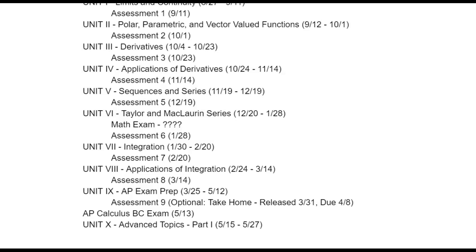And then after exam prep, you'll have the AP exam on May the 13th. And then from there, we'll take on some advanced topics that will lead you if you're taking multivariate and linear algebra the following year.